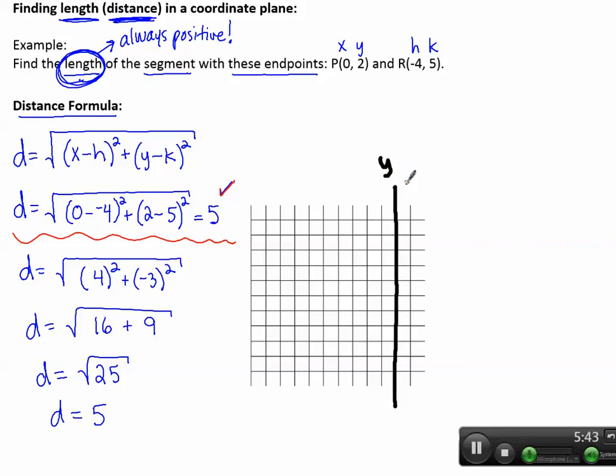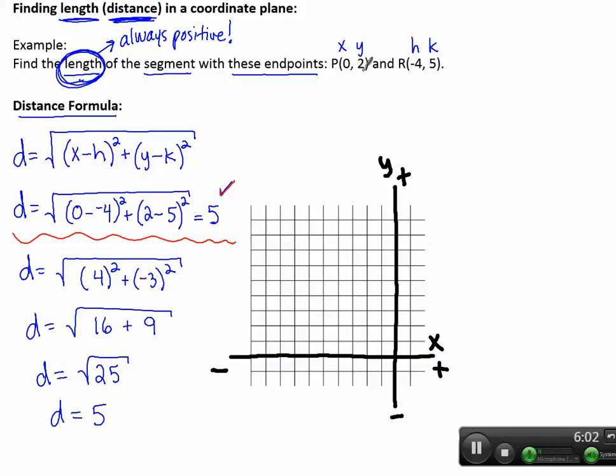Label it y with positive up here, negative down here. And then I see my y numbers are all positive, so I'm going to draw my x-axis pretty low. Label it x, positives to the right, negatives to the left. Now let's plot our points.